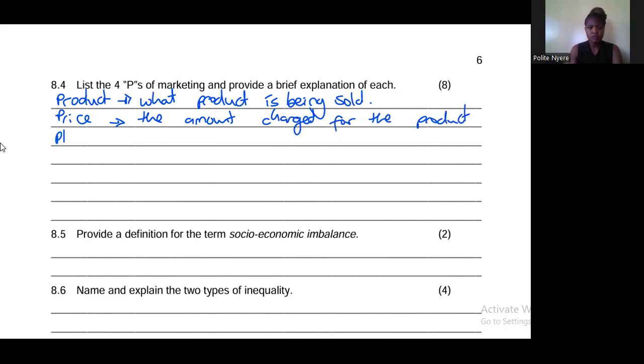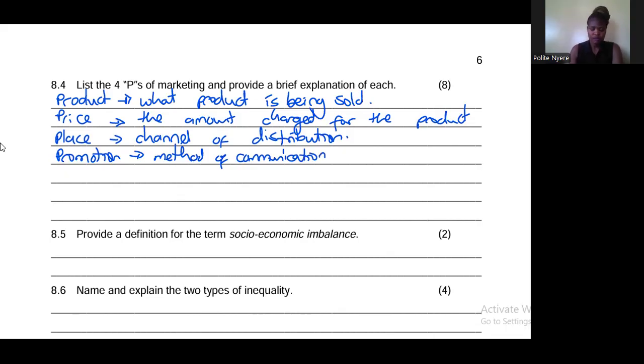Then place, we are talking about the channel of distribution. Then promotion, we are talking about the method of communication, or advertising.